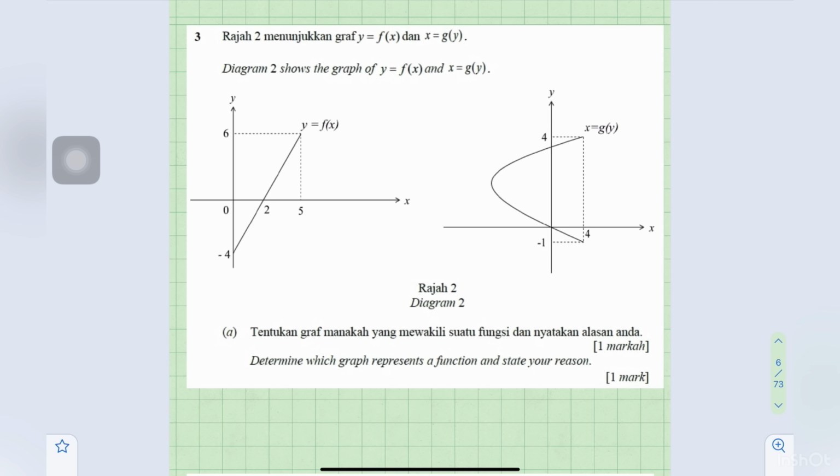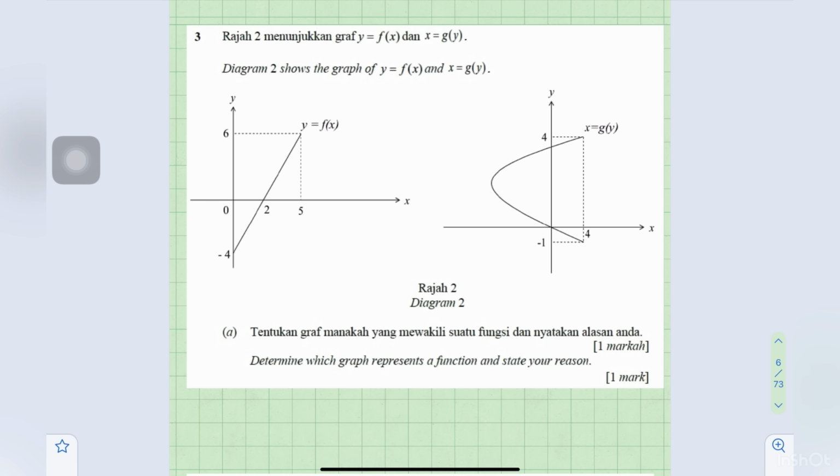Okay, question number 3. Diagram 2 shows the graph of y equals to f(x) and x equals to g(y). A, determine which graph represent a function and state your reason. Okay, so sekarang kalau kita dah belajar masa form 4 dulu, kita tahu kalau function ni ada type of relation dia ialah 1-to-1 dengan many-to-1. Okay, so jadi kat sini yang y sama dengan f(x) ni 1-to-1 relation.